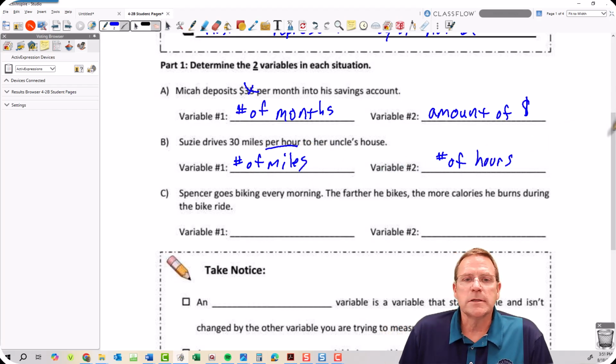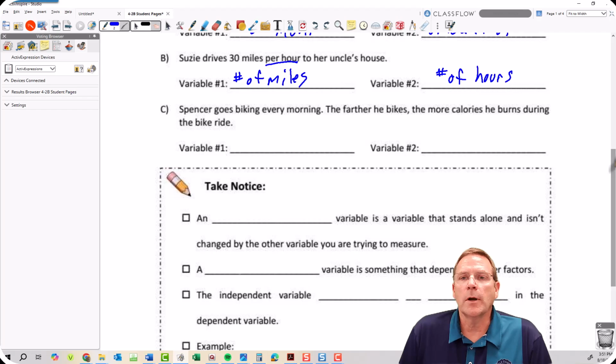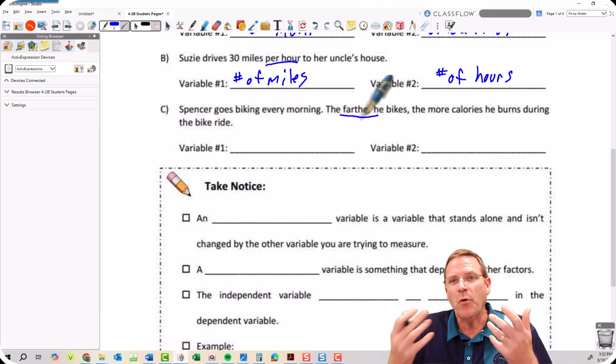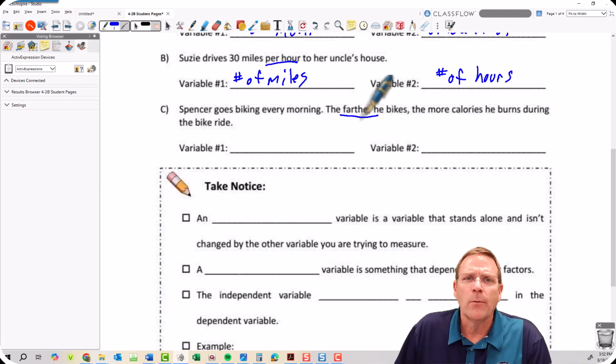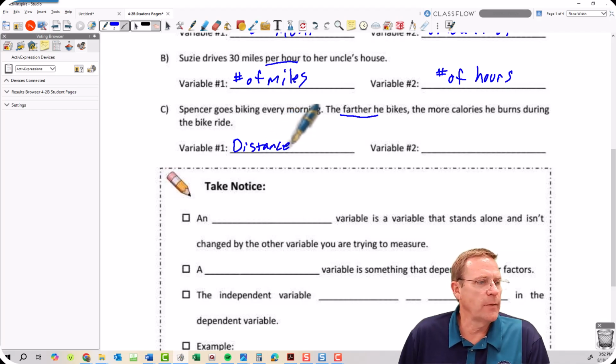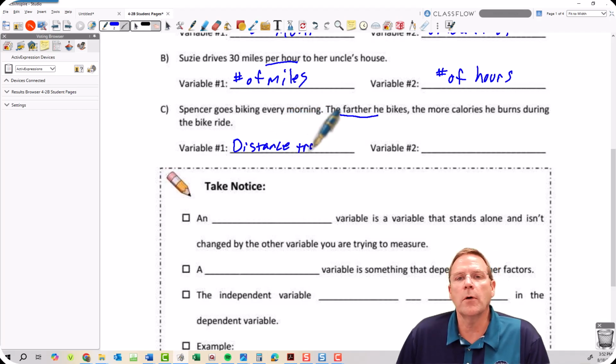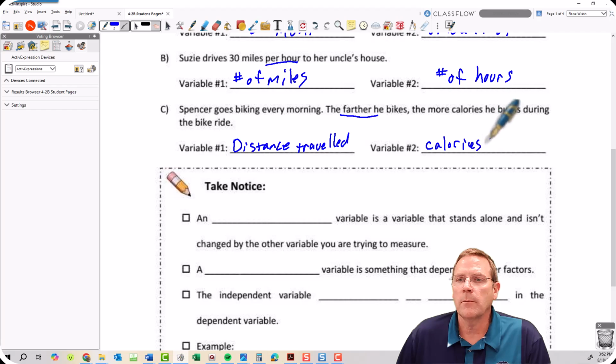Our next one says that Spencer goes biking every morning. The further he bikes, the more calories he burns. So this one's a little bit different because what we have here is a "further." So what does further represent in a more mathematical word? Well, that further is going to be the distance. So the distance that he bikes, that distance is something that we can actually put a number to, so we'll call that the distance traveled. And then the second variable is going to be, you guessed it, the calories burned.